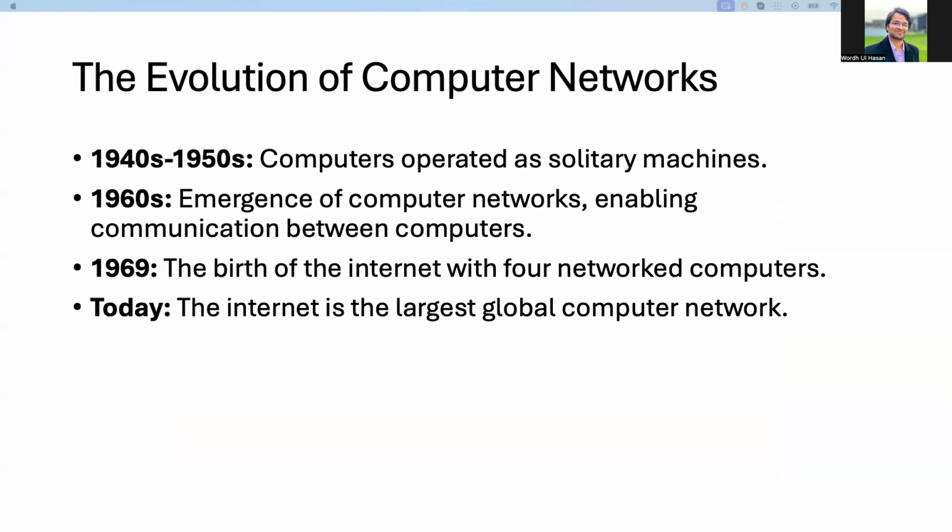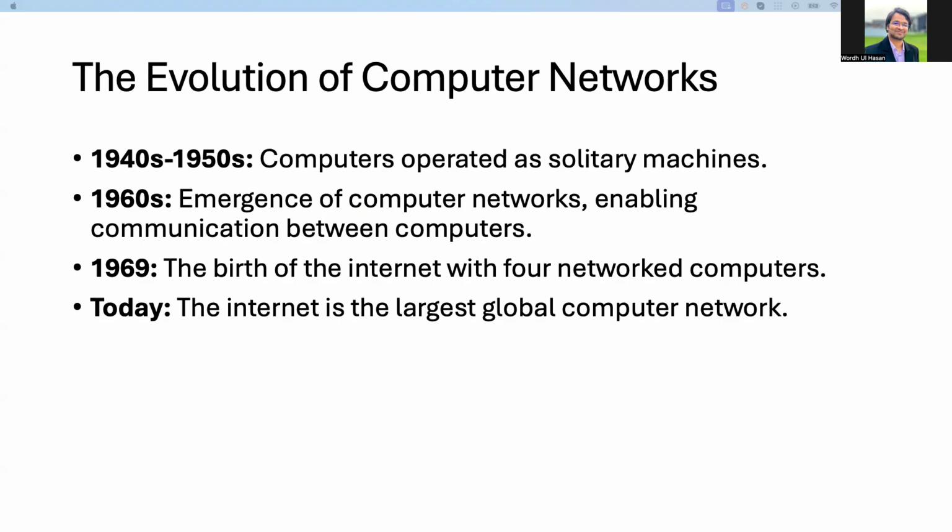So let's begin by exploring the early history and evolution of computer networks leading up to the development of the internet as we know it today. In the 1940s and 1950s, computers were largely isolated machines. They operated independently without any direct connection to other computers. Each computer worked as a solitary unit, processing data and running programs on its own. However, by the 1960s, a significant shift began to take place with the emergence of computer networks. This innovation allowed computers to communicate and share information with each other, laying the groundwork for what we eventually came to know as the Internet.